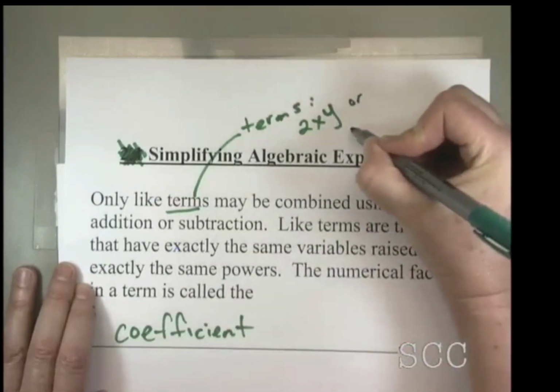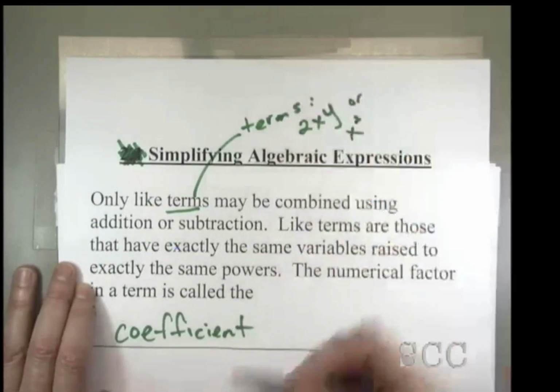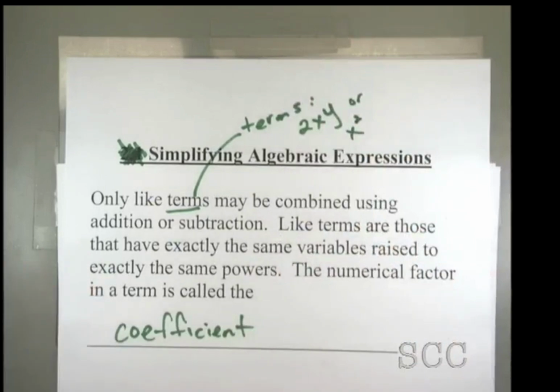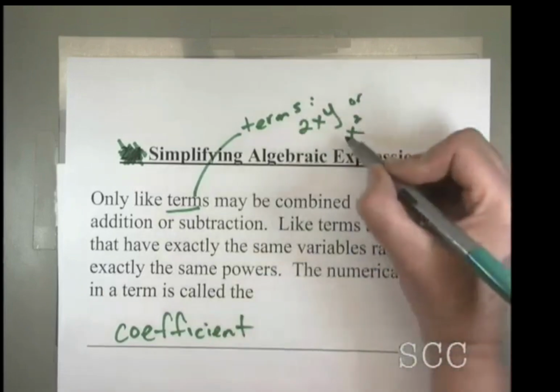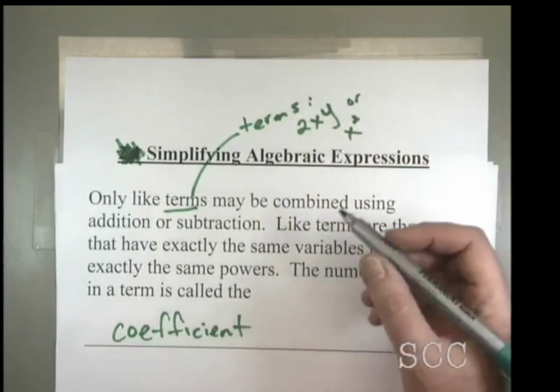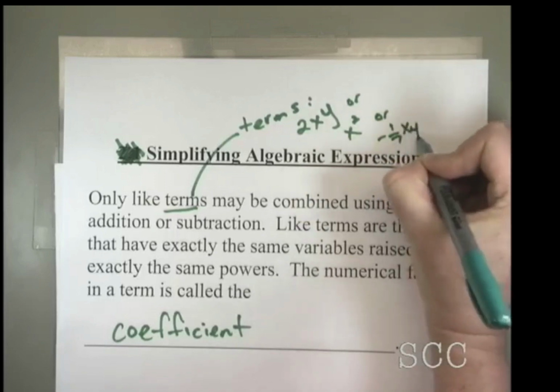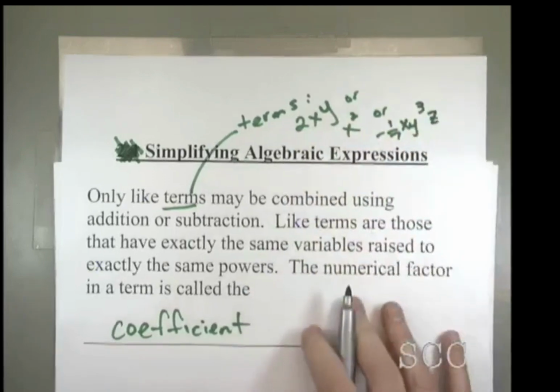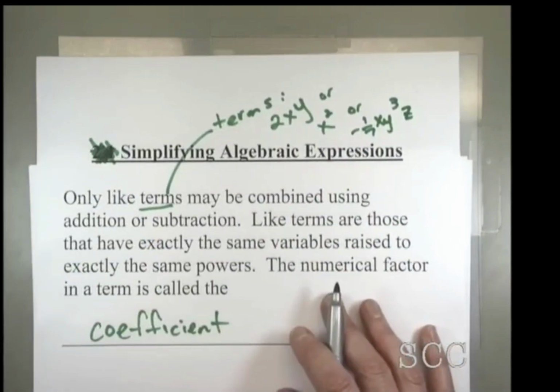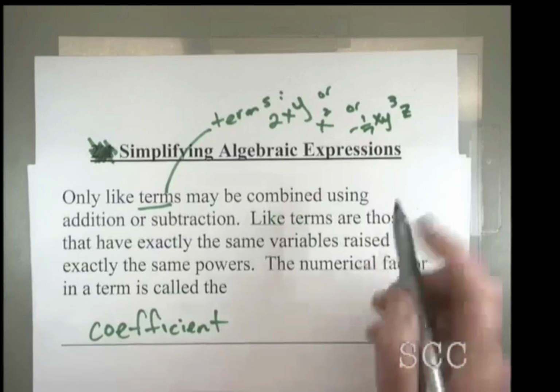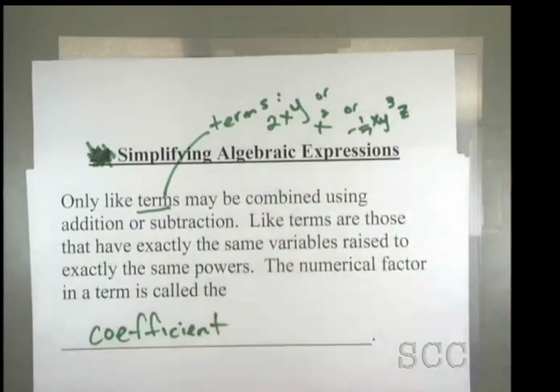Here's another example. X squared, that's a term. Even though you don't see a multiplication, you can think of there being an invisible 1 multiplying the x squared. Here's another one, minus 1/7 x y cubed z. Again, that's a term. It's a product of a number and one or more variables. What terms do not have between the things in the term is multiplication or addition or division. It's just things that are multiplying each other.